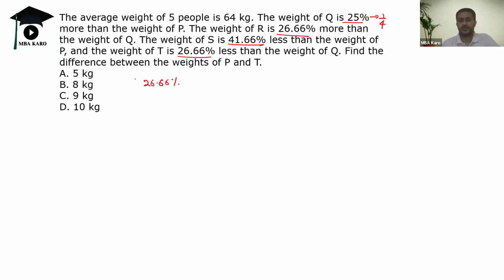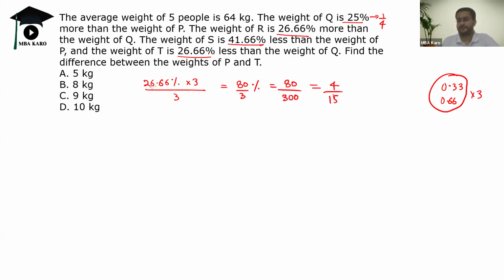26.66%. Okay, 26.66% is something I'll tell you 2 ways to do, right? So first is, whenever something ends in 0.33 or 0.66, you multiply it by 3 to get an integer value. Okay, so this is one of those numbers. So one method is into 3 is 78. 26 into 3 is 78. 0.66 into 3 is 2. We can say 80 by 3 percentage. That is equal to 80 by 300 or 4 by 15. Okay. All right. Next is 41.66% into 3 by 3.